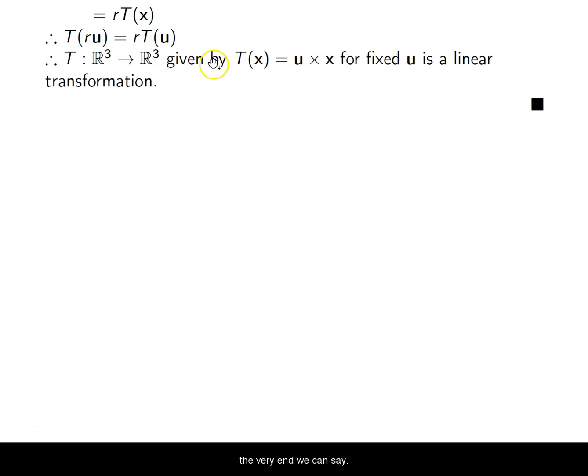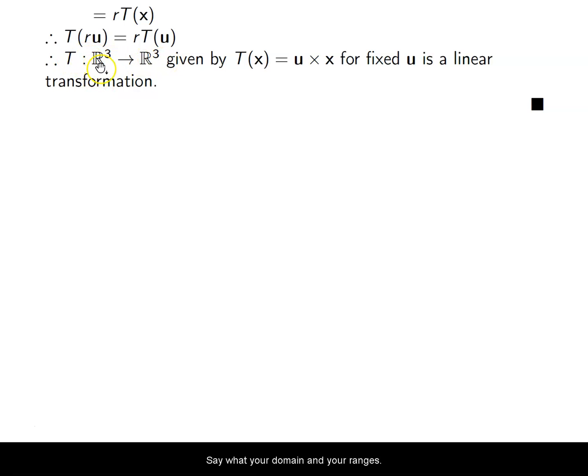But at the very end, we can say, therefore, t is a transformation from R3 to R3, given by t of x is u cross product x for a fixed u, is a linear transformation. Okay, so we have to say that it's a linear transformation because this notation is for transformations, right? So we're showing that something's a linear transformation, not a non-linear transformation or any other kind of thing like that. So this is kind of what you want your last line to be.